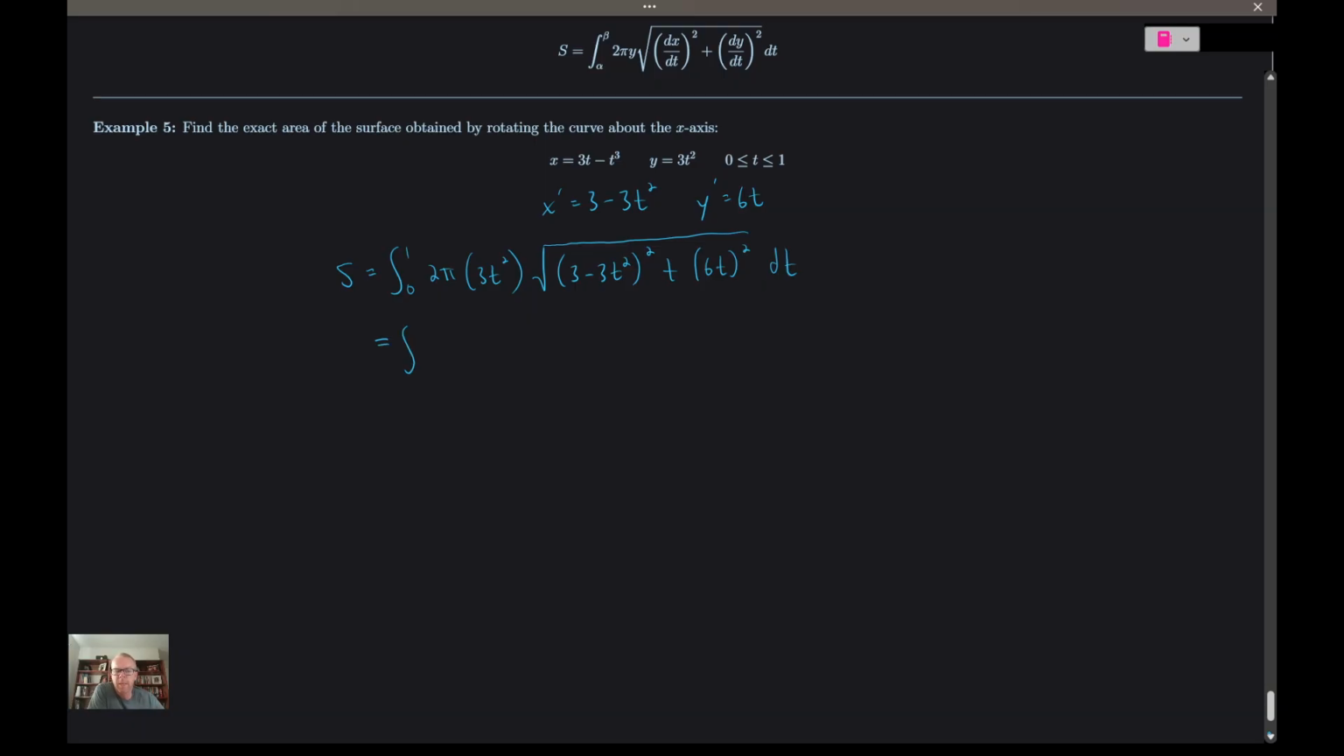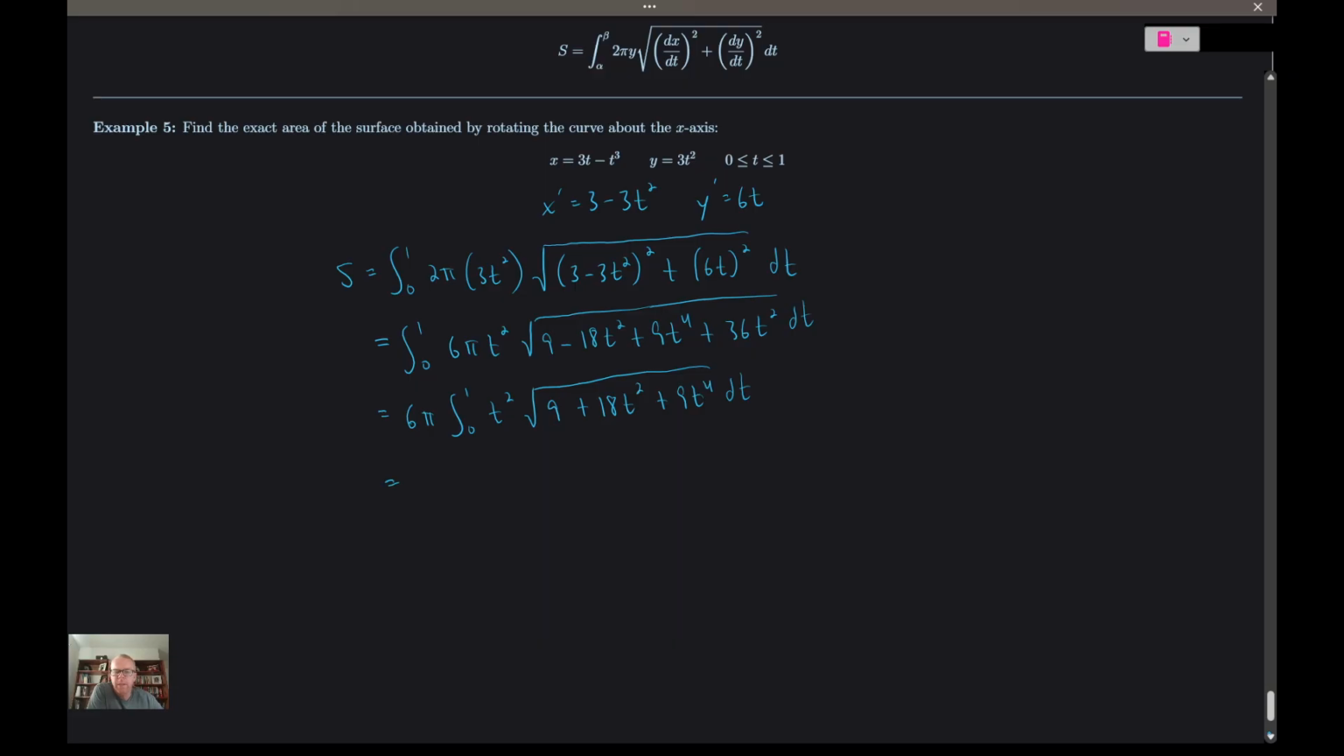Now let's simplify whatever we can. So we have 6 pi t squared out here. FOIL this out, so we get 9 minus 18t squared plus 9t to the fourth plus 36t squared dt. We can go ahead and pull the 6 pi outside the integral. No reason to leave it in there. We have t squared here. Let's combine our like terms. So we have 9 plus 18t squared plus 9t to the fourth dt.